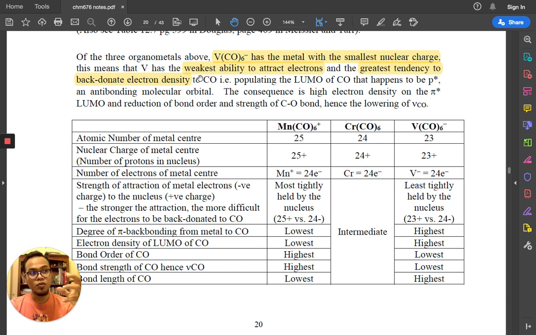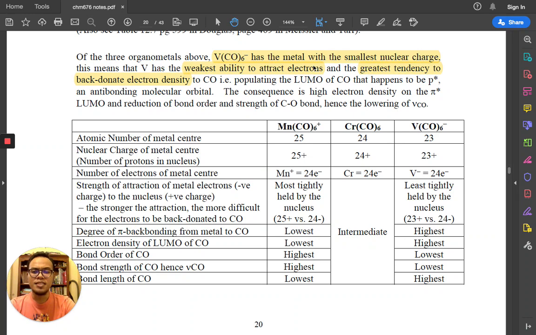Definitely, the smaller the nuclear charge, the weaker it is relatively to attract the electrons, because the positively charged nucleus and negatively charged electrons are attracted to one another, but the strength of attraction will be lower if the nuclear charge is lower. That's why it has the weakest ability to attract electrons, and consequently will have greater tendency to back donate electrons to your carbonyl. Meaning your metal with smaller nuclear charge will have greater tendency to give back the electrons to your carbonyl. We understood earlier that your metal will be giving back the electrons to your carbonyl, definitely, no matter what happens, because your metal is electropositive in nature. It must be giving back the electrons to your carbonyl.